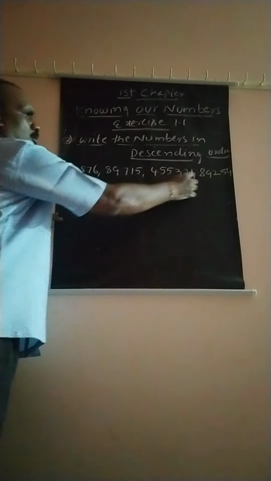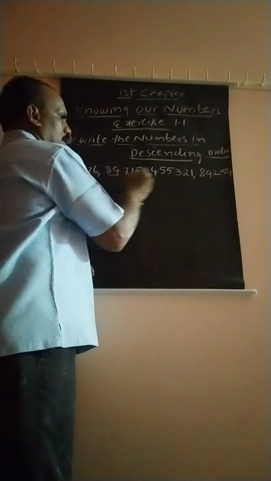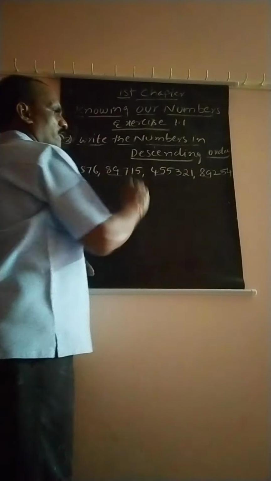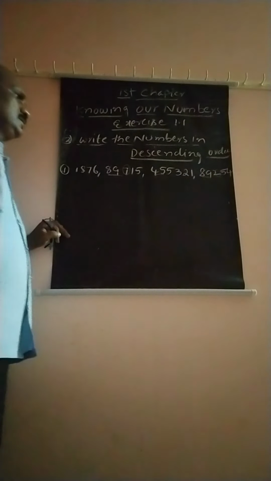Here four numbers are given, 1, 2, 3, 4 numbers. Descending order means from big to small. So one is a 4-digit number, the remaining three numbers are 5-digit numbers. Comparing all the 5-digit numbers, which is the bigger one? 8, 9 is the bigger one when comparing 4, 5. 8, 9 is common, and in the third place here 7 is there, here 2 is there. So this one is the bigger one, the second number.